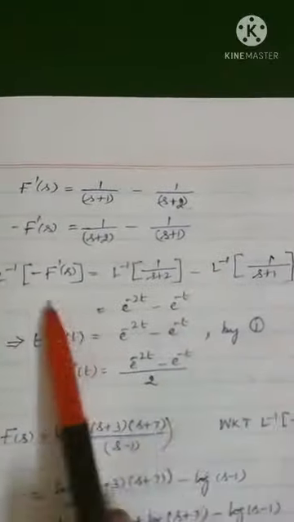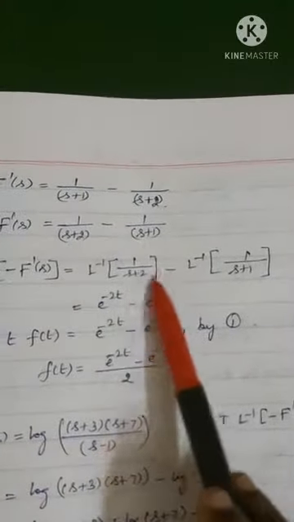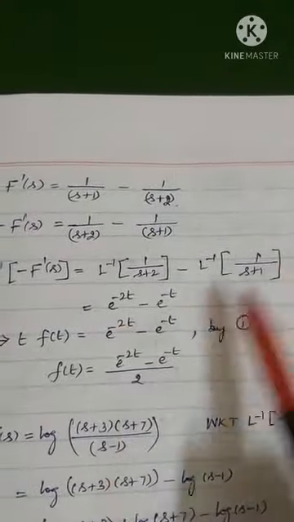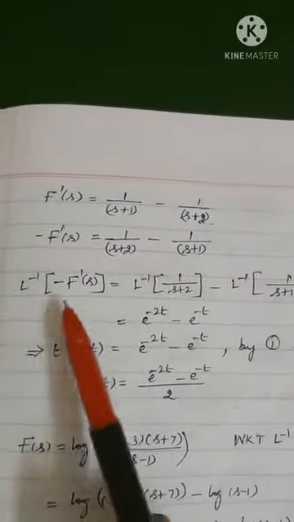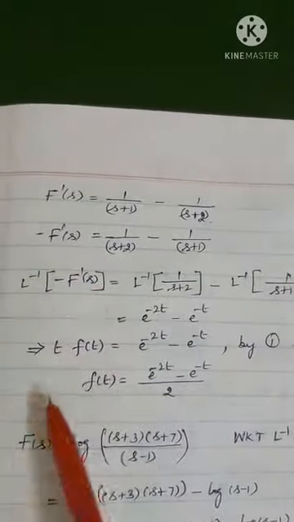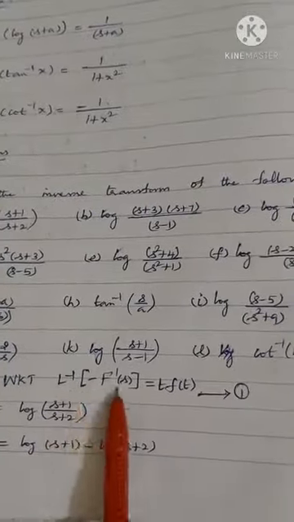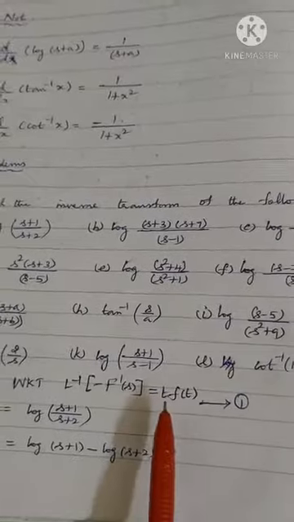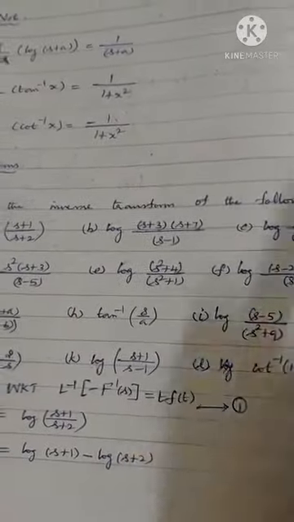Let us write positive first. Take L inverse both sides. We know L inverse of 1 by s plus a is e power minus at here also. What the first equation says: the answer of this is t into f of t. See, L inverse of minus f dash of s is t into f of t. Our aim is to find f of t here, okay?